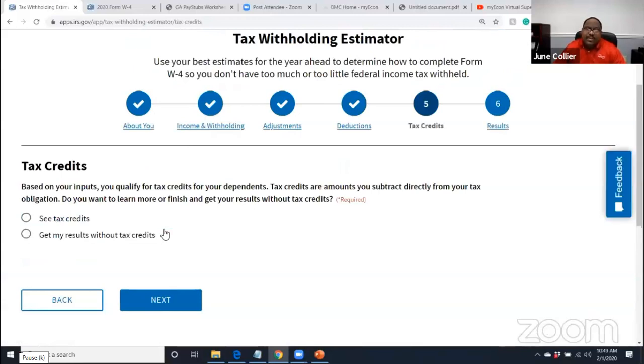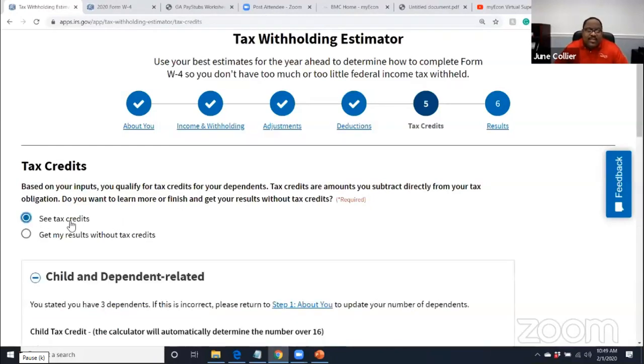Next is going to ask us about tax credits. And it's going to say, based on your inputs, you qualify for tax credits for your dependents. Tax credits are amounts you subtract directly from your tax obligation. Do you want to learn more or finish and get your results without tax credits? Well, of course we want our tax credits, right? We want our cake and eat it too. So we're going to click on See Tax Credits.